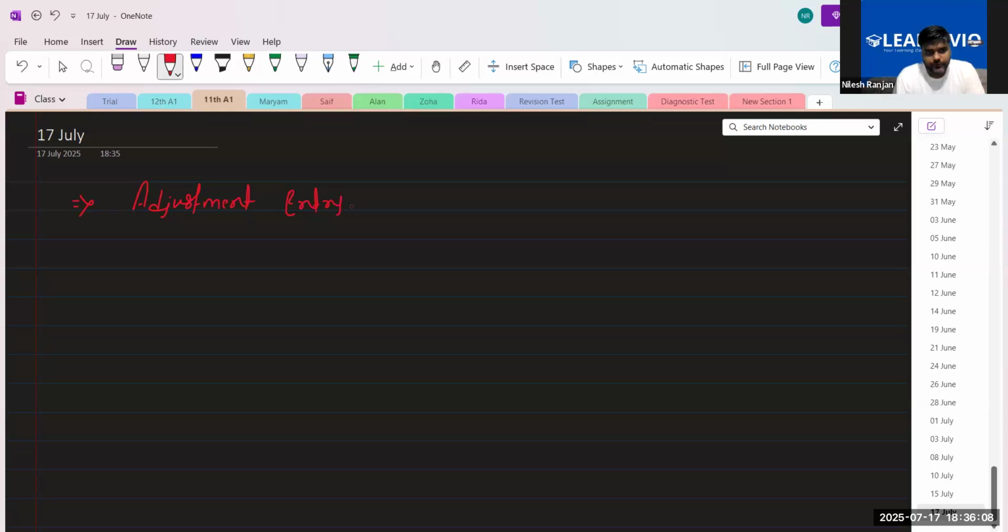Okay, first of all, before discussing this, what is the meaning of adjustment entry? What are the adjustment entries? First of all, if I tell you that we have to pay salary, okay, so what will be the entry for salary? Salary paid. Cash account to salary account.